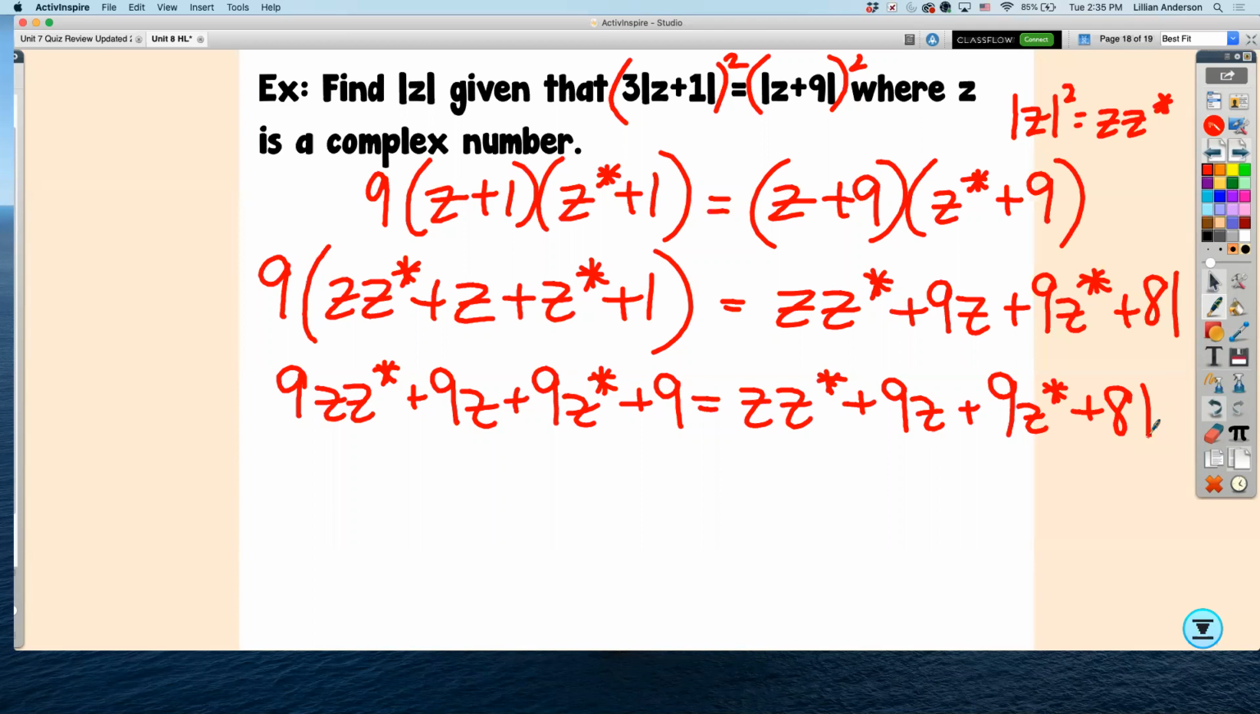Remember, what I'm trying to do is find modulus z. Granted, yes, I did get rid of my moduluses at this point, but I can actually bring them back in. I just have to do a little bit of work. From this point, what do you think I could do? I sure can. I wanted to get them on the same side. They would cancel out. So those are gone.